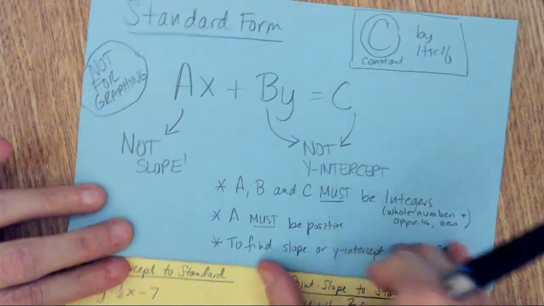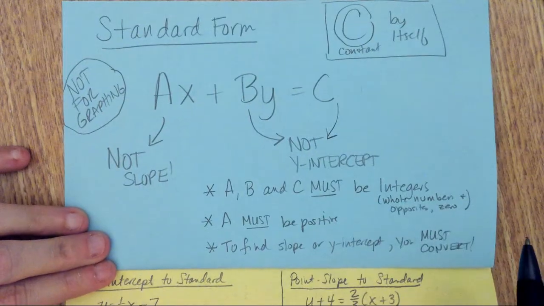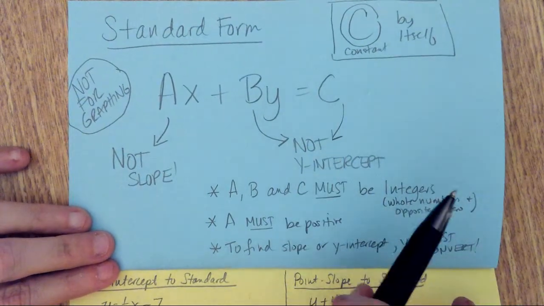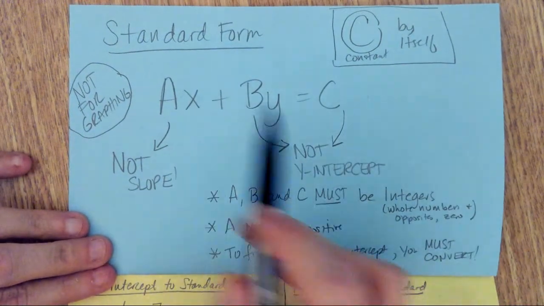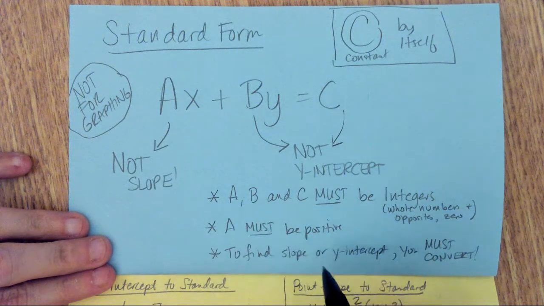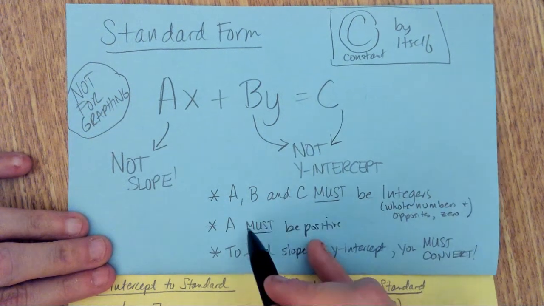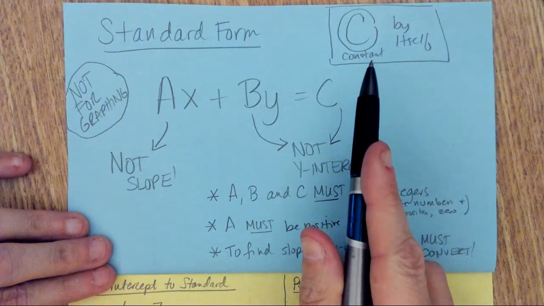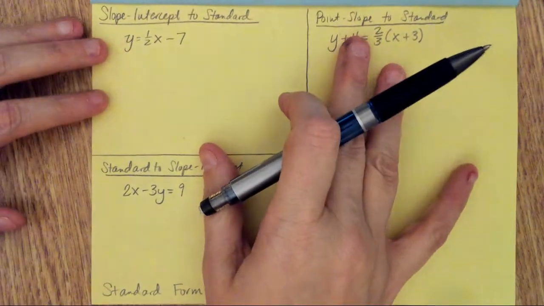And then we have standard form, which is, well, there are certain types of equations, and we will do more of this later in the semester, but it's not really for graphing, and it's got some rules around it. A, B, and C have to be integers, A has to be positive, and C, the constant, is always by itself. So when we try to convert between these forms, we have questions.